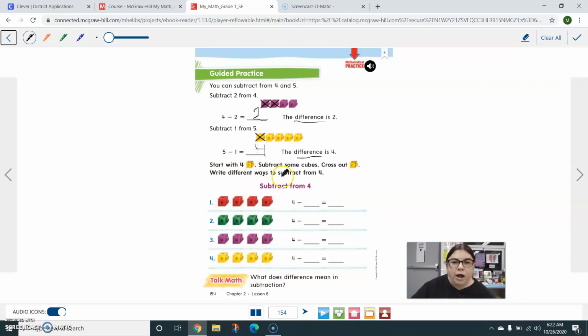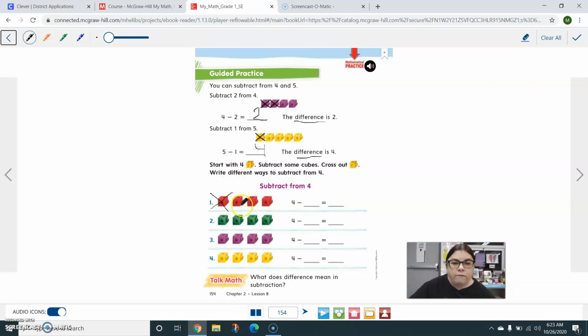Start with 4, subtract some cubes. Cross out the cubes. So you're going to put an X. You get to choose. So you're going to put an X on however many you want to cross out. Okay? Write different ways to subtract from 4. So they all have 4. Okay? So for the first one, I'm going to go ahead and just subtract 1.